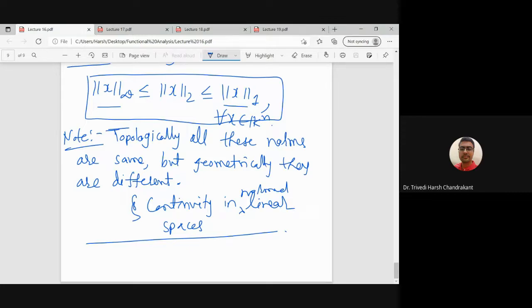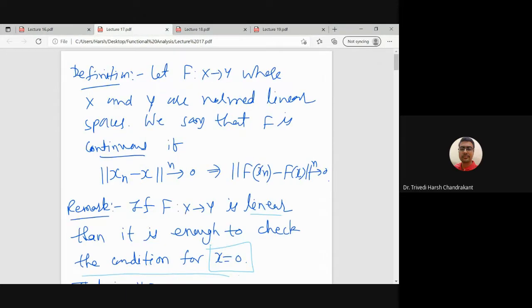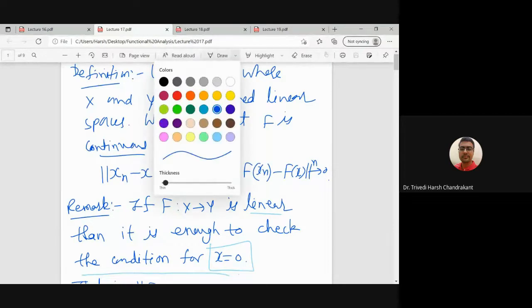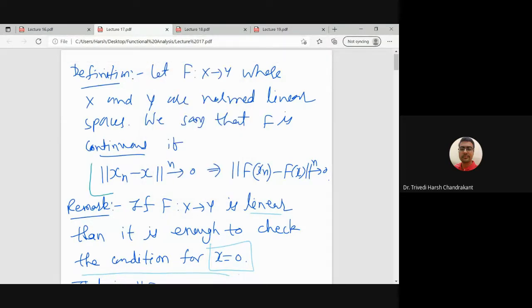Then we discussed continuity in normed linear spaces. If we have a function f from X to Y, not necessarily linear, and we want to show it is continuous, we need to check this condition. This is the sequential form of continuity, because whenever we have a normed space or metric space, we can use this definition of continuity in terms of sequences. But here f is not necessarily a linear function.